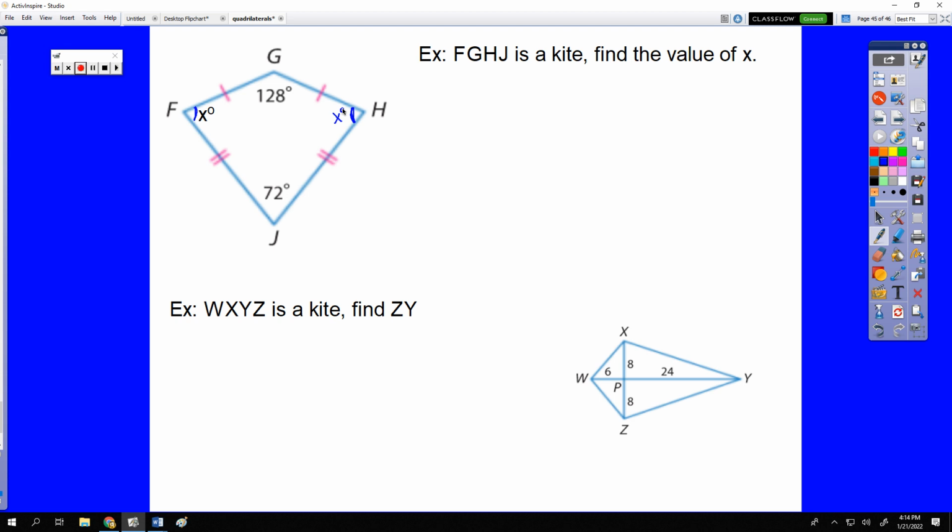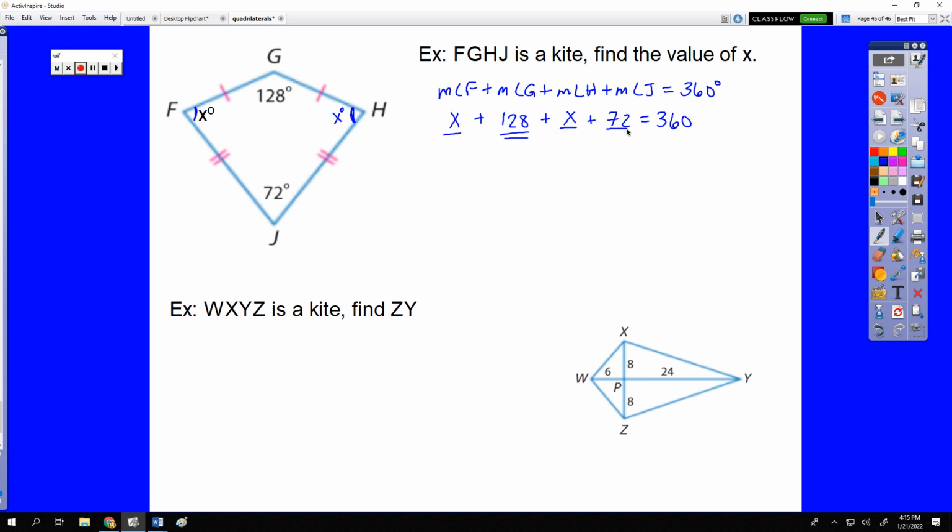Now the reason why that thought is useful is because all kites are quadrilaterals. And back in section 6-2, when we talked about parallelograms, we said the sum of the angles of any quadrilateral, in this case angle F plus angle G plus angle H plus angle J, have to add up to 360 degrees. So we plug in what we know here. Angle F is x degrees, angle G is 128 degrees, angle H is x degrees, and angle J is 72 degrees. And we've got ourselves an equation that we can use to solve for x.